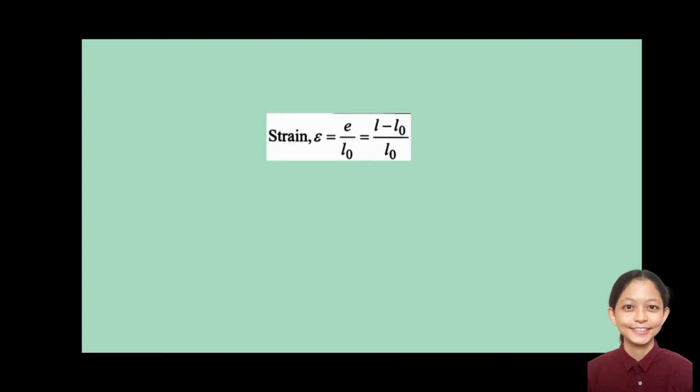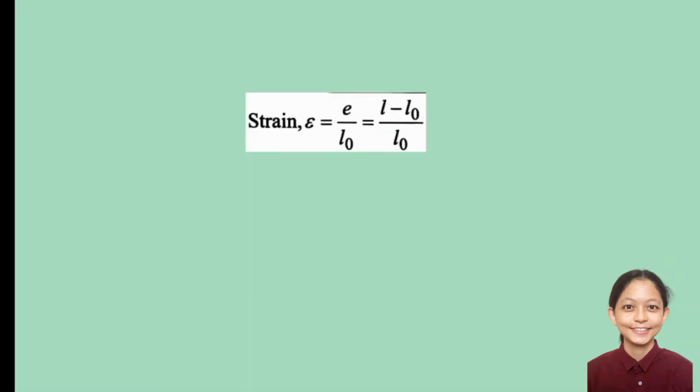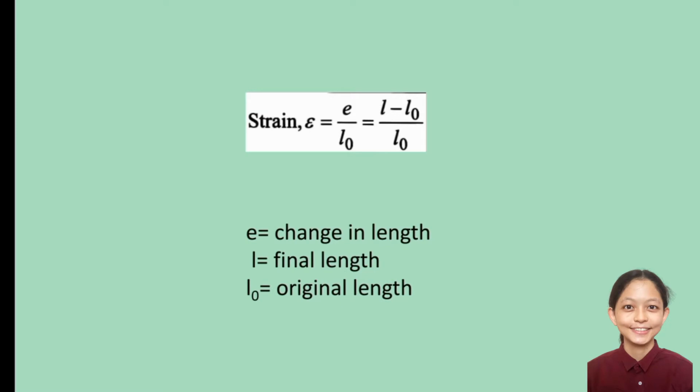Here is the formula for strain. Final length minus original length, divided by original length, and strain has no unit.